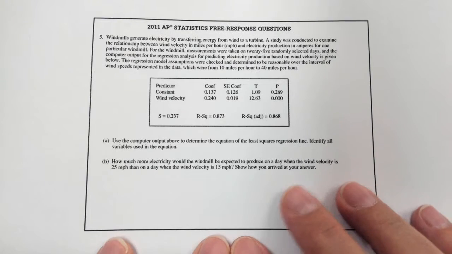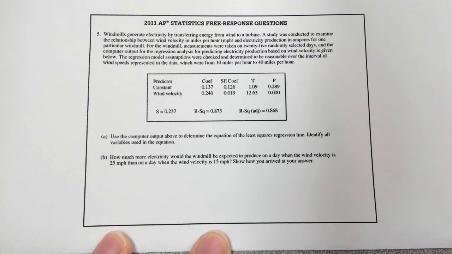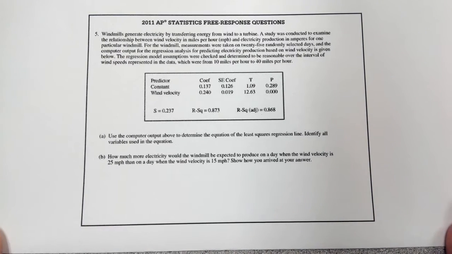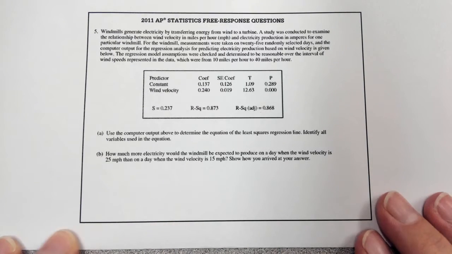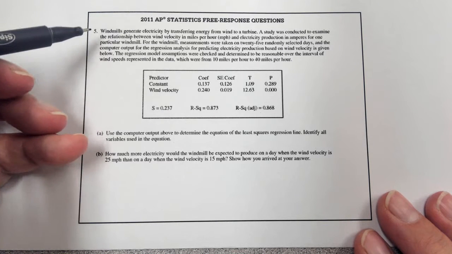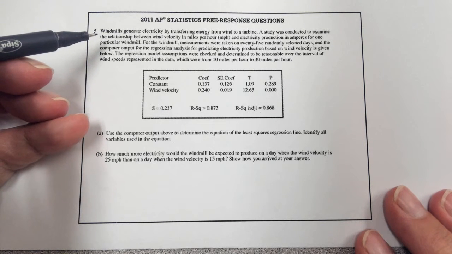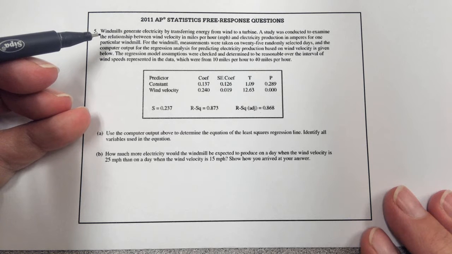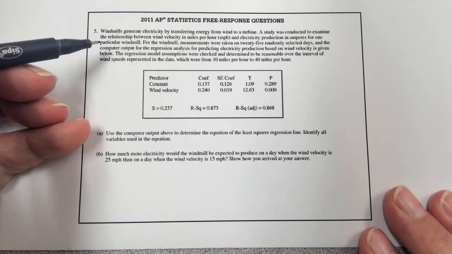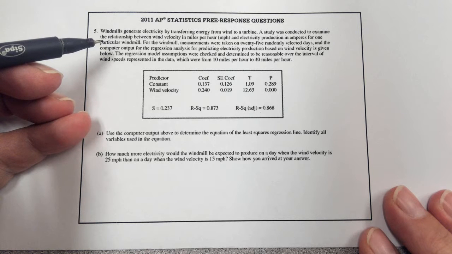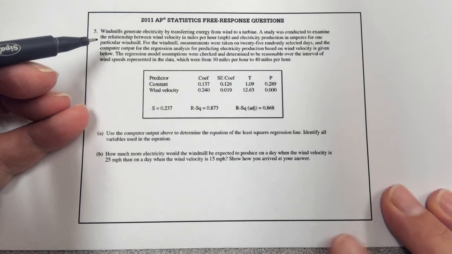And to do that, we're going to pull out an old AP exam question from 2011. It's really, really small and hard to read on your paper. I apologize for that, but we'll get the gist of it anyway. So this one's a windmill problem. Windmills generate electricity by transferring energy from wind to a turbine. A study was conducted to examine the relationship between wind velocity in miles per hour, and electricity production in amperes for one particular windmill.